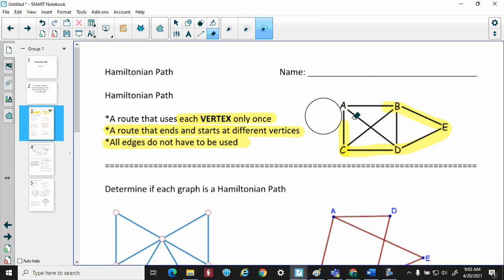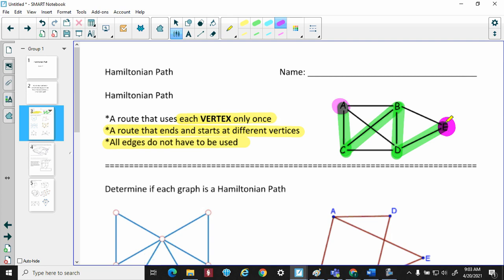Let me give you an example. Let's say again we start at A, and then let's just say we go to C, then B, then D, and then we stopped at E. Notice again that we started at A, and then we stopped at E. So there we connected all the dots, so to speak, but we started and ended at different vertices. So what we have here is a Hamiltonian path.